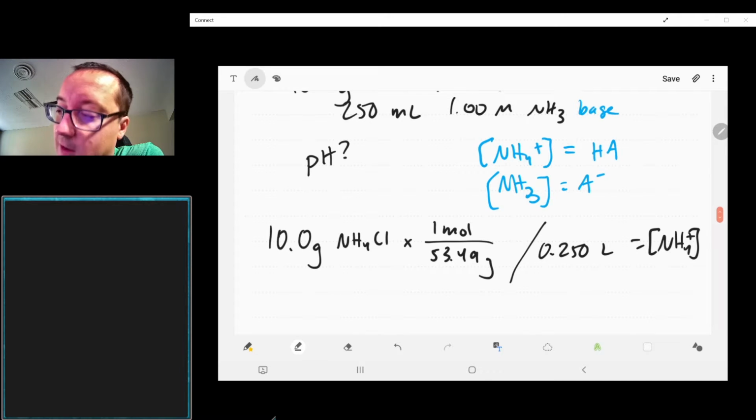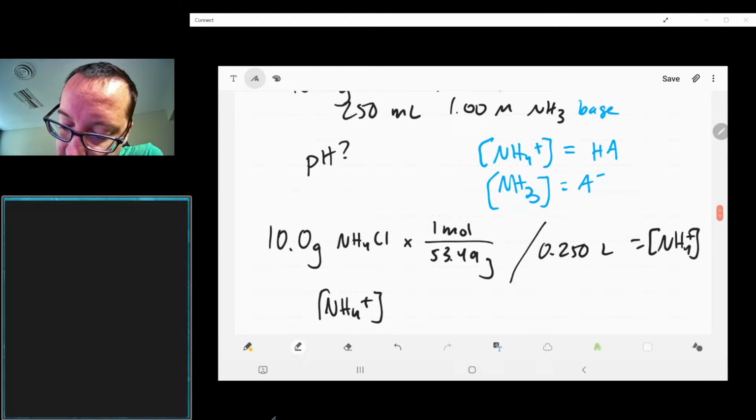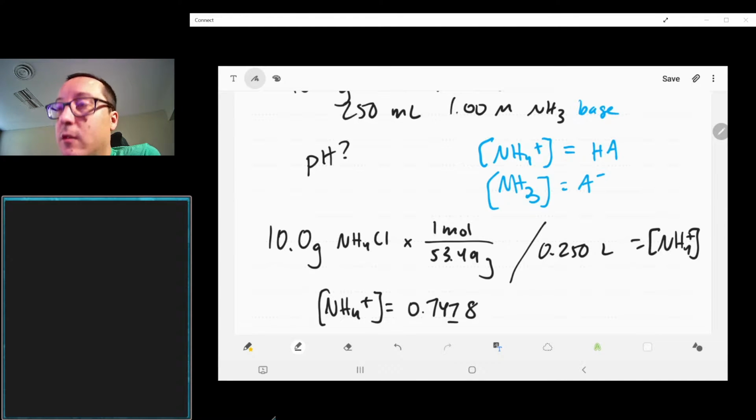Remember, this is a strong electrolyte, so it will completely break apart into ammonium and chloride ions. All ammonium things are soluble, right? So we're good here. Let's go ahead and do this. So 10 grams divided by 53.49 divided by 0.25. We end up getting that the concentration of ammonium ions is 0.7478, 3 sig figs there, molar.